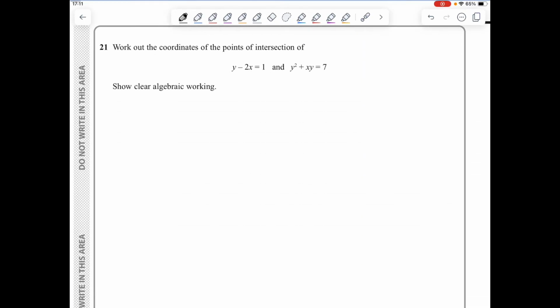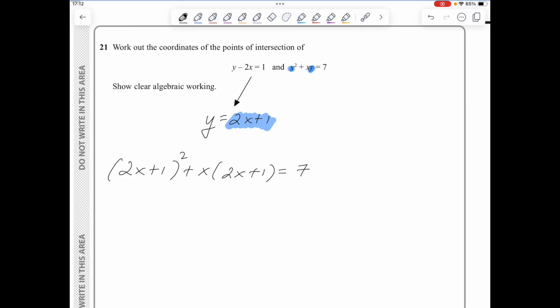I'll start question 21 by rearranging the first equation to get y on its own. So I get y equals 2x plus 1. Then I will replace the y's in the second equation with this expression here. So I'll get (2x plus 1) squared plus x times (2x plus 1) equals 7. Now let's expand the brackets: 4x squared plus 4x plus 1 plus 2x squared plus x is equal to 7.